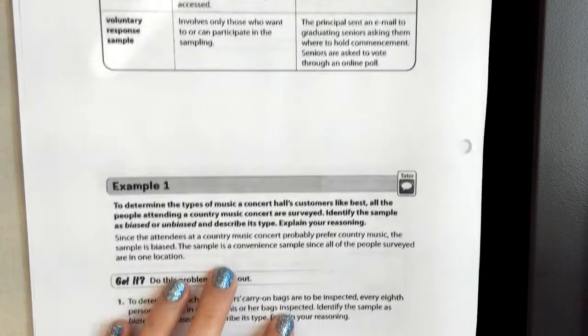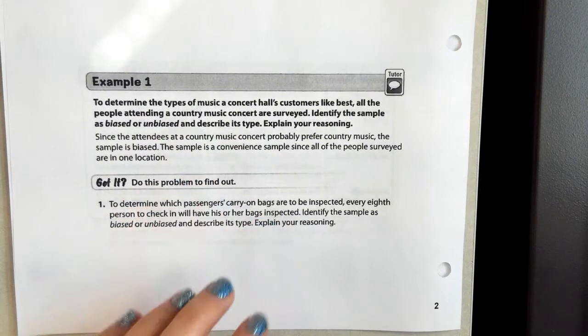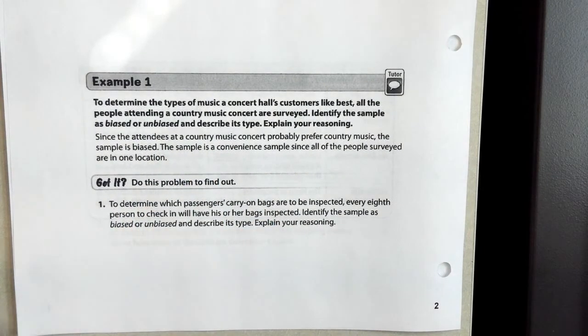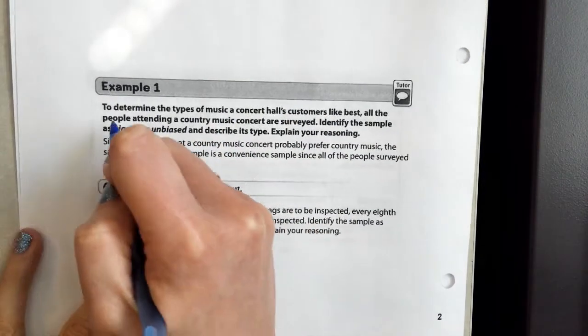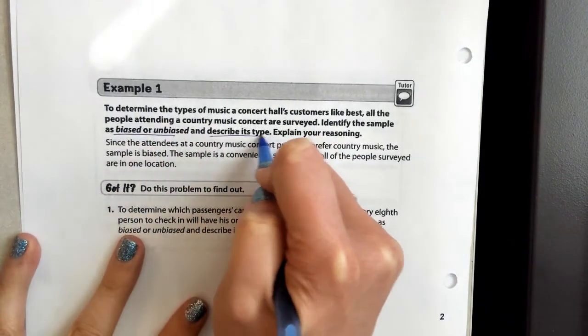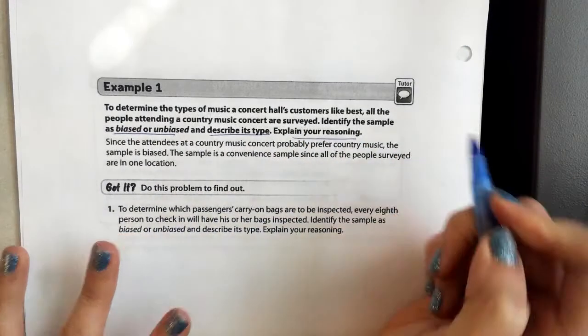So the first example says, determine the type of music a concert hall's customers like best. All the people attending the country music concert are surveyed. Identify the sample as biased or unbiased, describe the type, and explain its meaning. So there's 3 things to do. Biased, unbiased, describe its type, explain your reasoning.